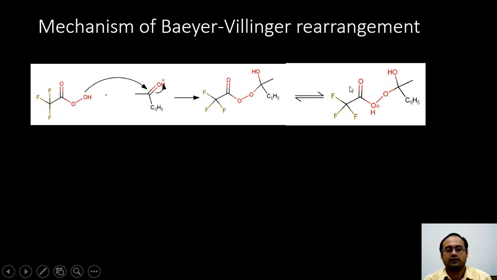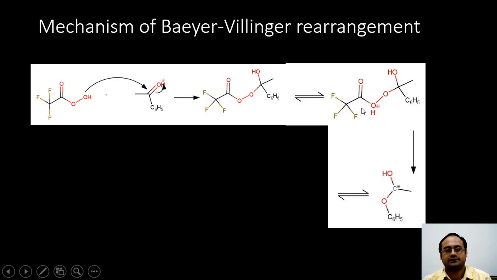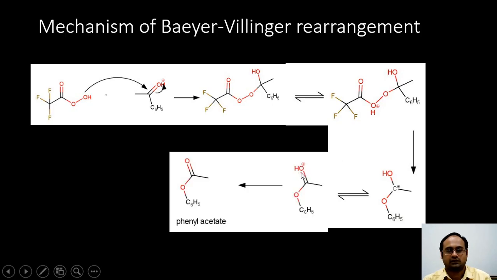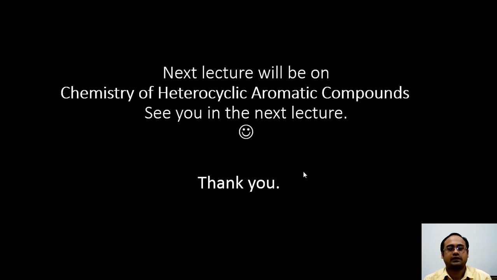So this becomes a good leaving group then, and therefore it is lost to the medium. But while that happens, the phenyl ring migrates to this electron deficient oxygen to give us that carbocation intermediate, whose resonating structure is like this, which will lose a proton to give the corresponding phenyl acetate. So our next lecture will be on chemistry of heterocyclic aromatic compounds.